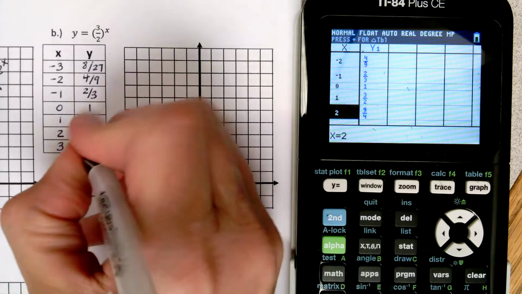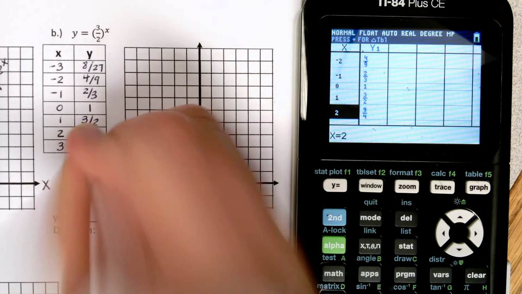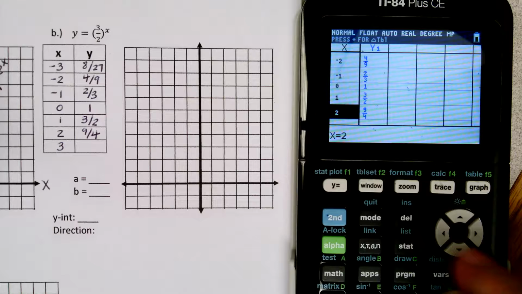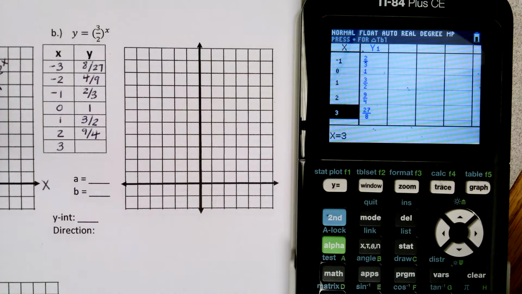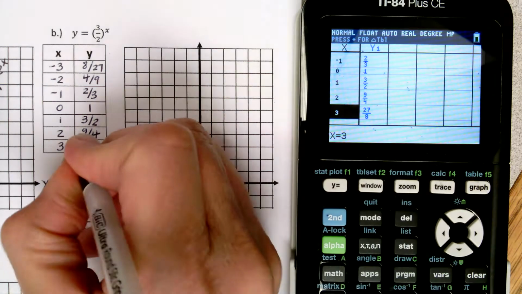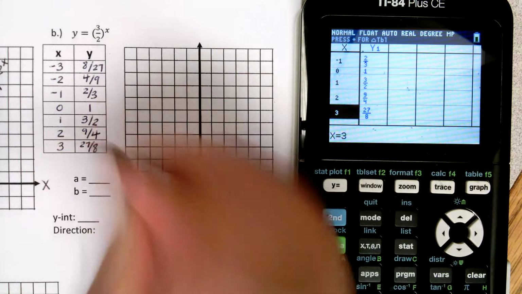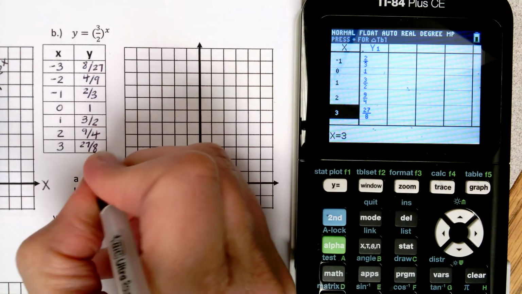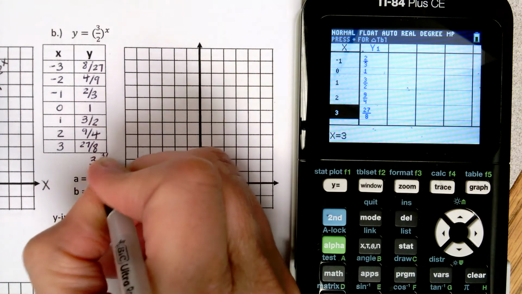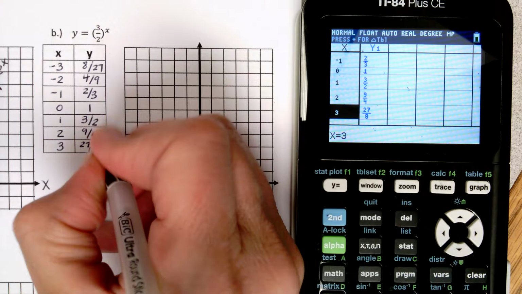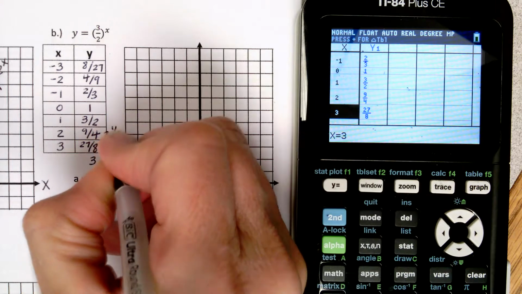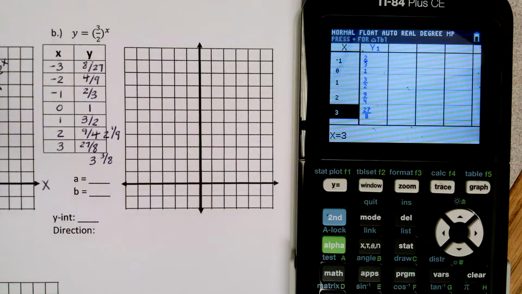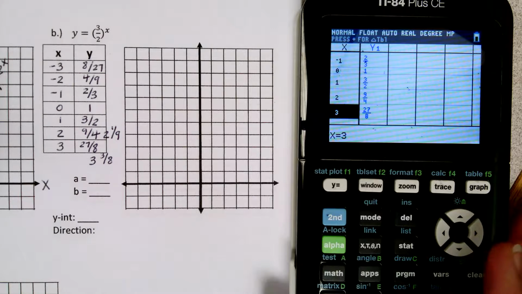3/2 squared is 9/4. And when the x value is 3, the y value is 27/8. 8 goes into that, that would be 3 3/8. 4 goes into this twice, 2 1/4, if you wanted to change it to that. All right, let's graph this.